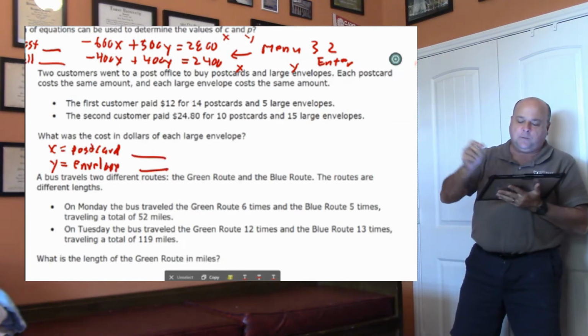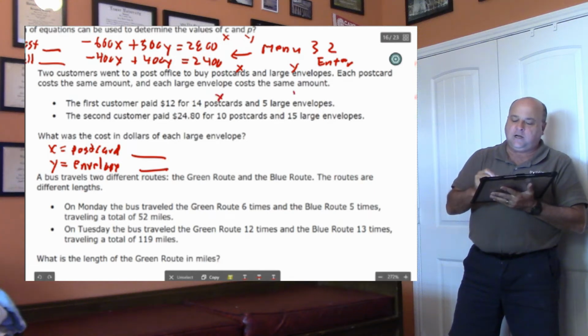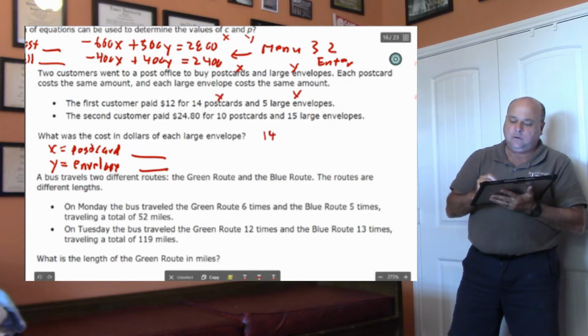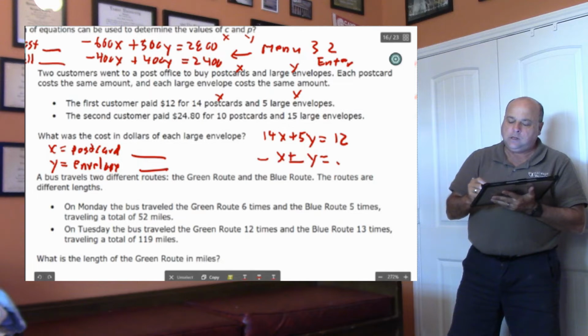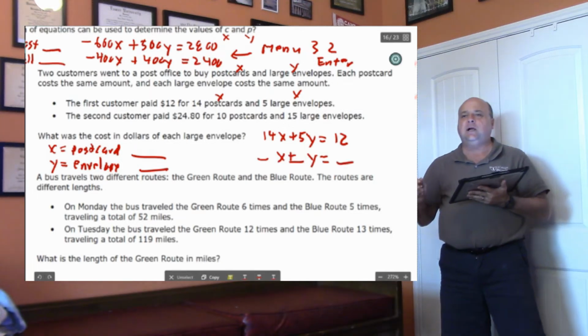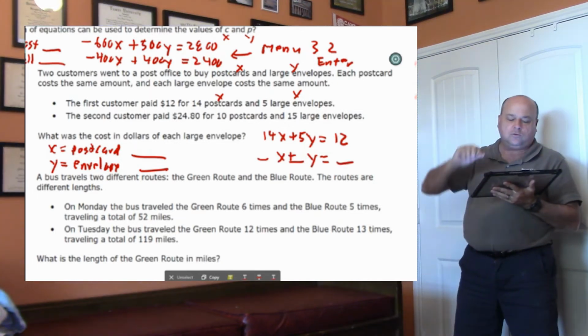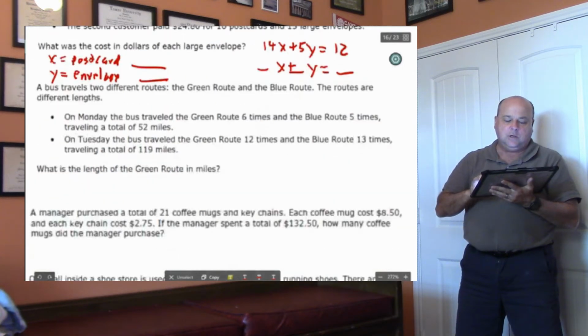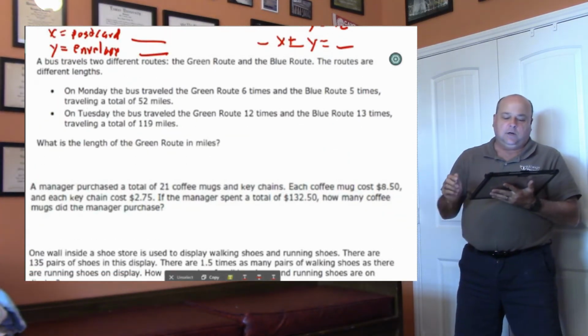So the first customer paid, so this is going to be 14X plus 5Y equals $12, and I'm going to let you set up the next equation. Okay, you should be able to set up the next equation. Menu 3 to enter, get the answers. Go into the next one, okay?